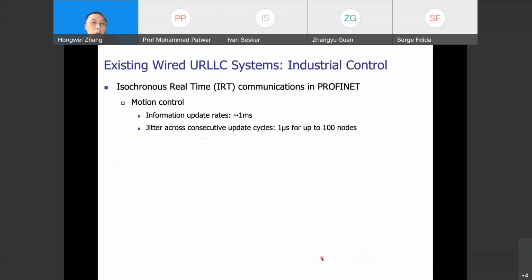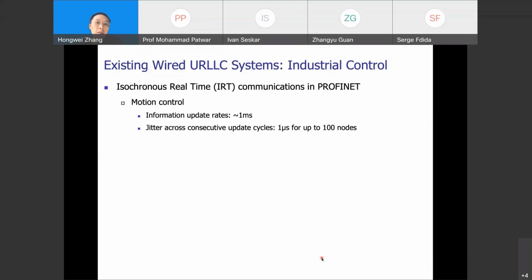So here I'm going to share two examples of networked URLLC systems, not wireless, but more wired networking systems that have been used in production settings.